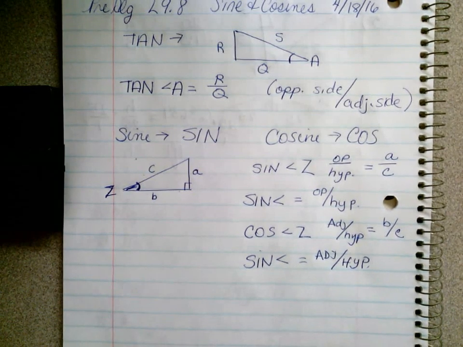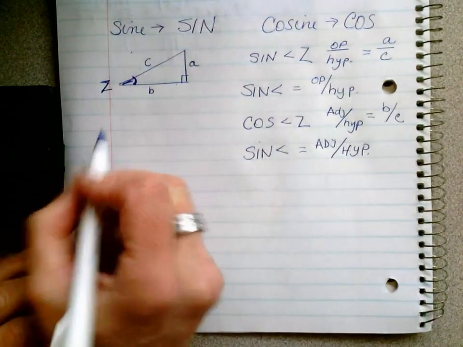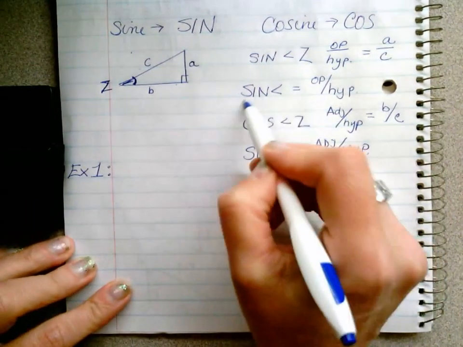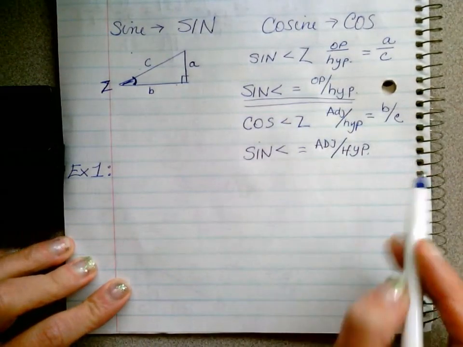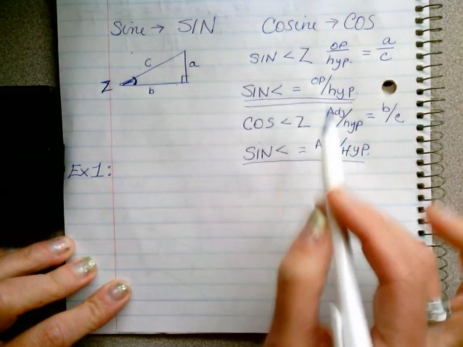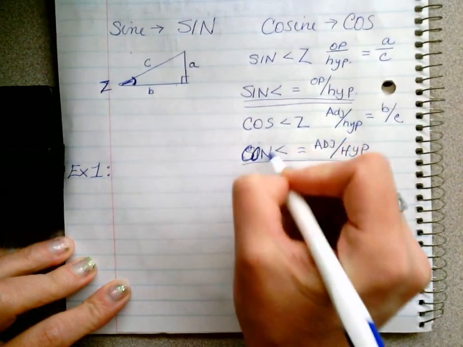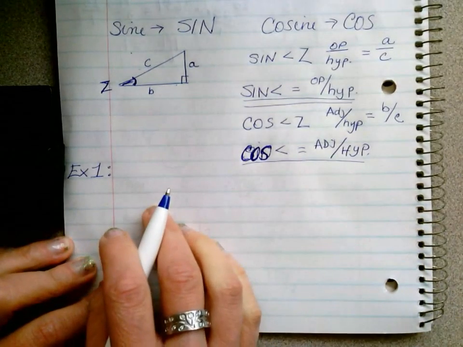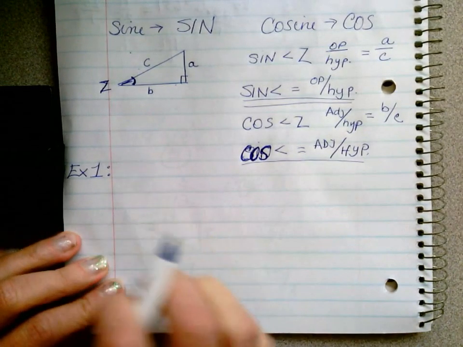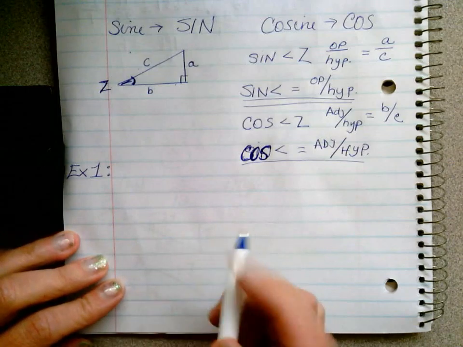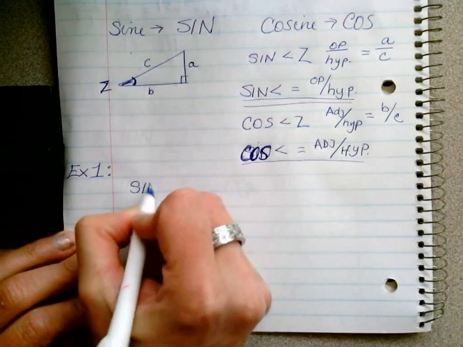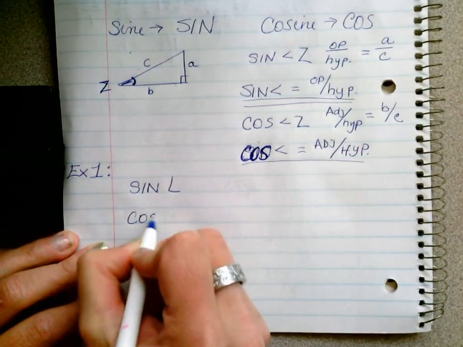Okay. Let's take a look at example 1. And again, you're just following the little schedule that they gave us. For sine of an angle, it's opposite over hypotenuse. Or that should be cosine, Mrs. Myers. For cosine of an angle, it should be adjacent over hypotenuse. For triangle JKL, find the sine and the cosine of L. So the sine of L and the cosine of L.